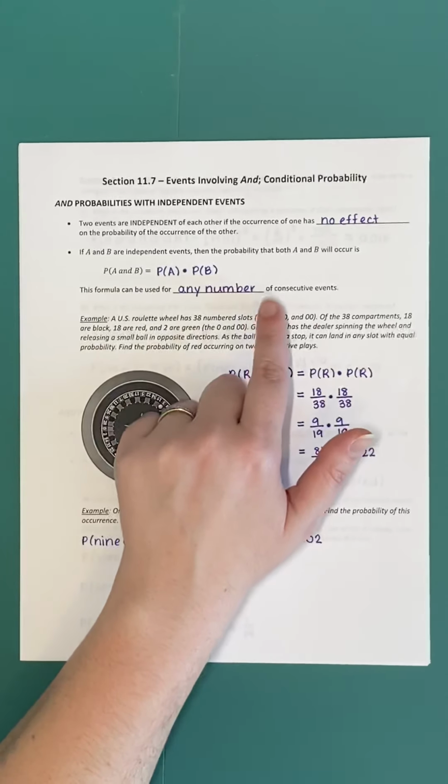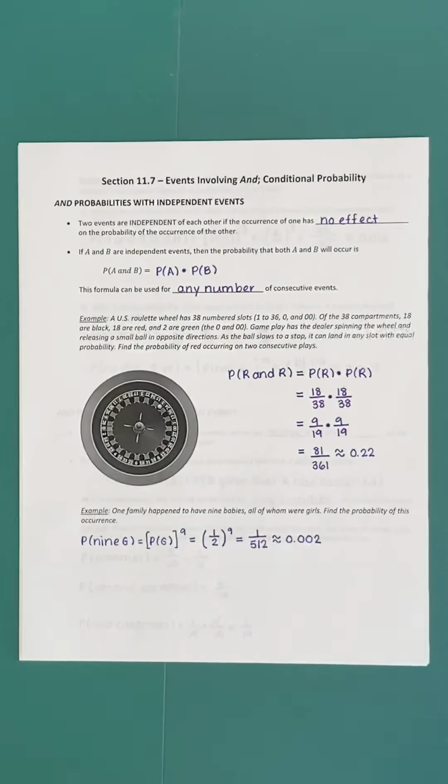And we can use this formula for any number of consecutive events. So maybe we're looking at a sequence of 5 events, A and then B and then C, then D, then E. The formula works in the same way. As long as all of the events are independent of one another, we just multiply their individual probabilities together, and that's going to give us the probability that the sequence of events happens. So here's an example, and as with mutual exclusivity, we're going to have to determine whether or not our events are independent before we actually solve the probability problem.